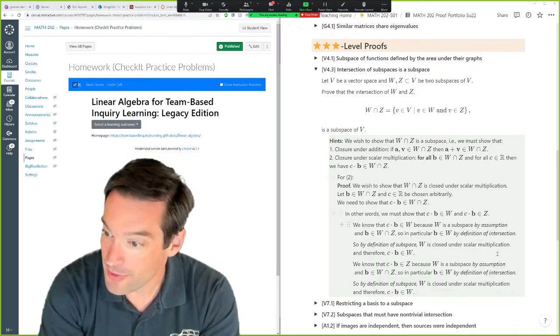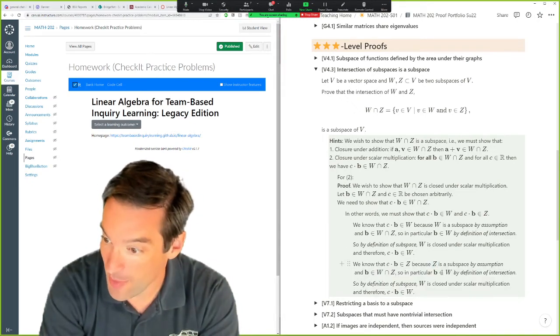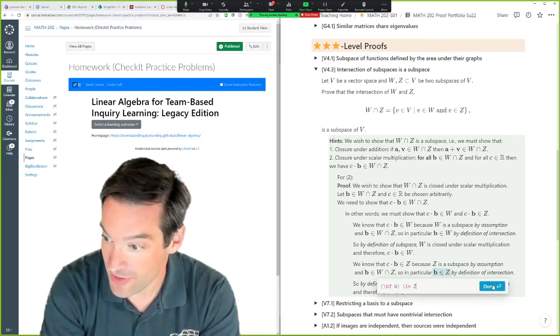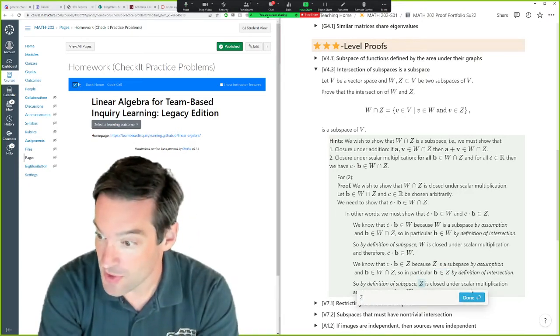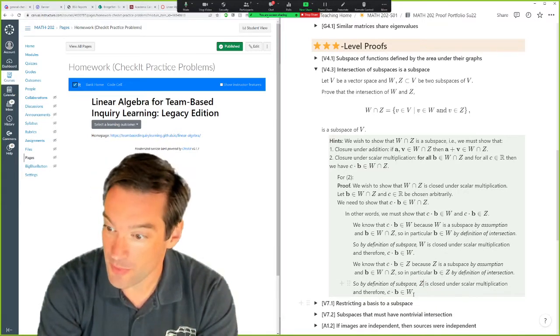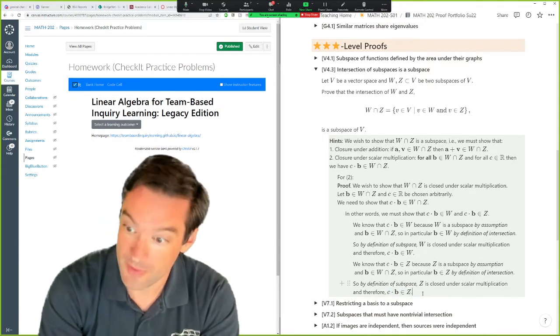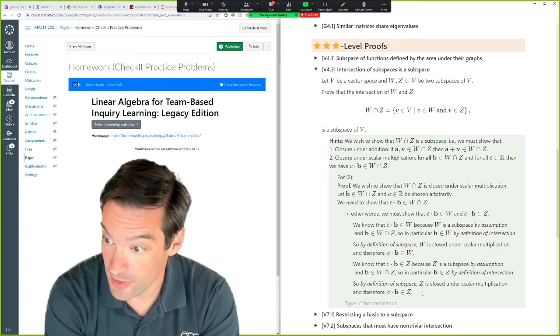What's good for the W is good for the Z, right? Because the only difference between them is their name. Their properties are all the same. And the fact that b belongs to the intersection means that not only does b belong to W by definition of intersection, b also belongs to Z by definition of intersection. And since we assumed that Z was a subspace, that means it's closed under scalar multiplication, and therefore c times b belongs to Z. So there are all of our warranted implications as a part of this argument.